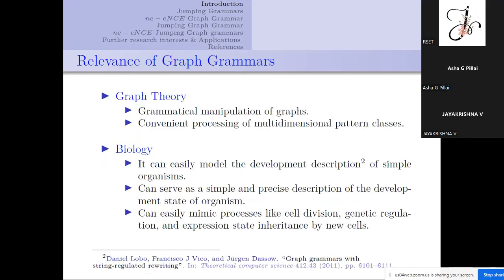When it comes to pure graph theory, we have grammatical manipulation of graphs, then convenient processing of multidimensional pattern classes and all. When it comes to biology, we can do several operations based on graph grammars. One is developmental description of an organism, simply simulating how an organism develops from birth till death. It can also serve as a precise description of development stages of an organism. Then it can mimic some processes like cell division, genetic regulation, and all. It can even provide some hierarchical lookup of a class of animals or class of organisms.